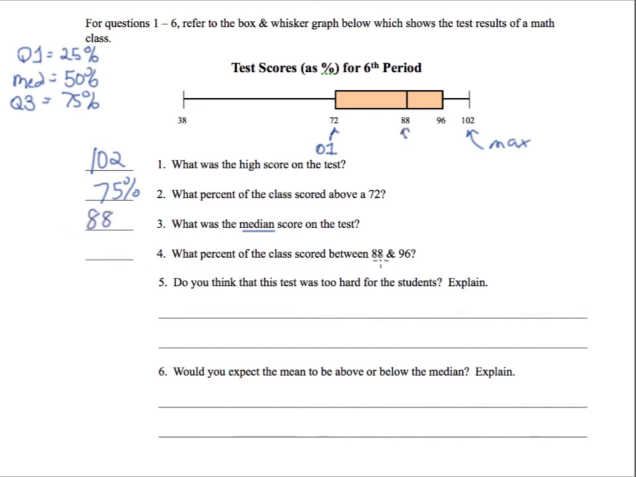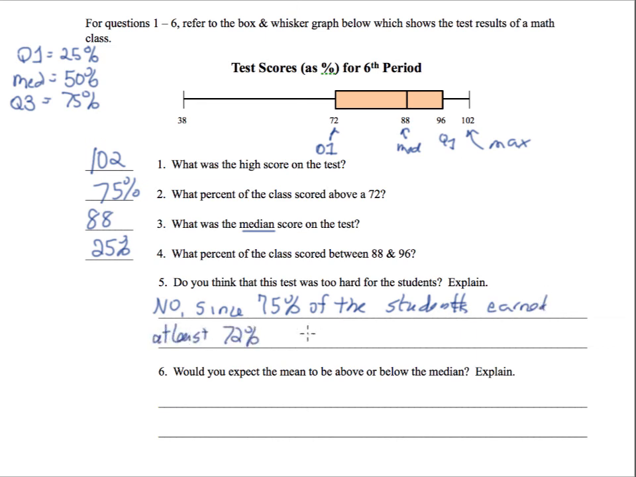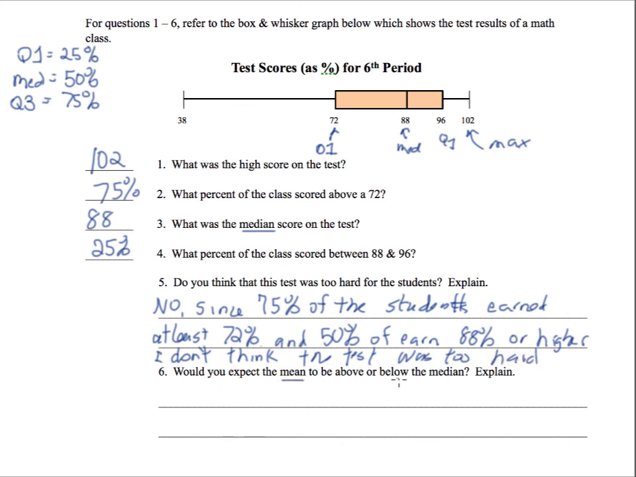What is the median score? Well, that's 88. What percentage of people scored between those? Well, that's 1 quartile, so that's 25%. And then, do you think that the test was too hard for the students? Explain. Well, no. And the reason for that is we know 75% of the students scored 72% or above on the exam. And we know that 50% of the students scored 82% or above. And 25% of students made 96 or above on the exam. So that's the reason why I don't think it was too hard.